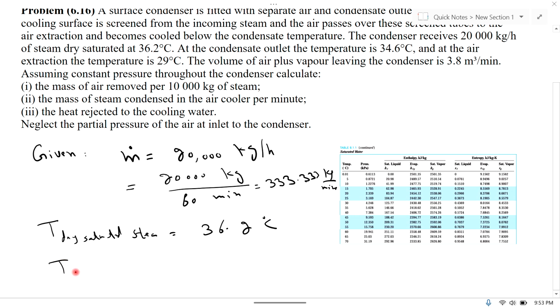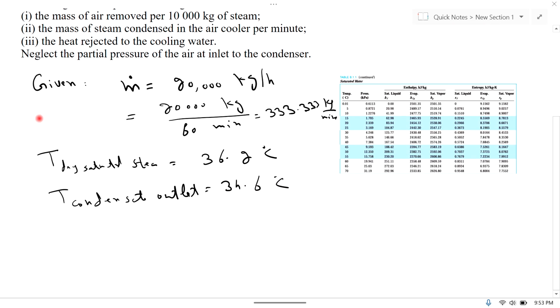So the temperature of condensate outlet is equal to 34.6 degrees centigrade. The temperature of dry saturated steam is 36.2, and in Kelvin it is 36.2 plus 273 Kelvin, which is equal to 309.2 Kelvin, and 34.6 plus 273 Kelvin is equal to 307.6 Kelvin.